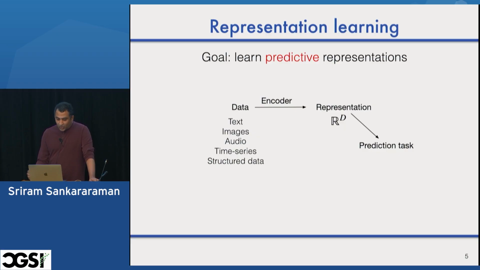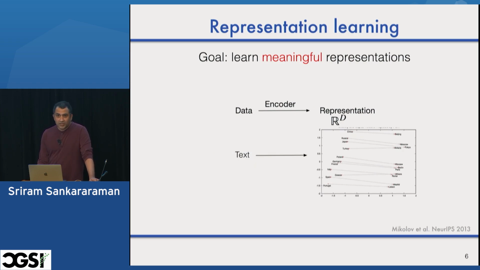But there's another goal, which is we don't have a very specific downstream prediction task in mind. We want to learn representations that are broadly useful across many possible downstream tasks. So in this case, our goal is to learn what we call a meaningful representation. So we want to learn a representation that is capturing the underlying semantics, the underlying meaning of these data.